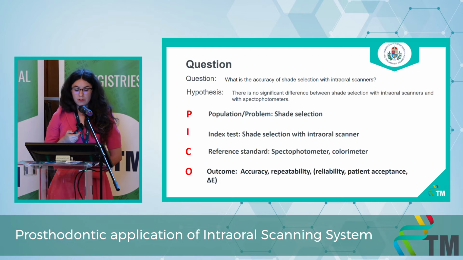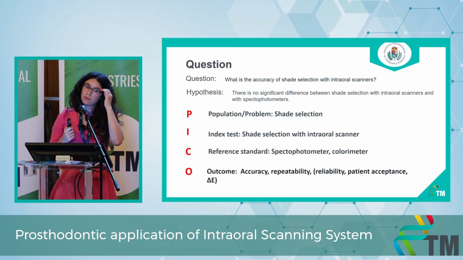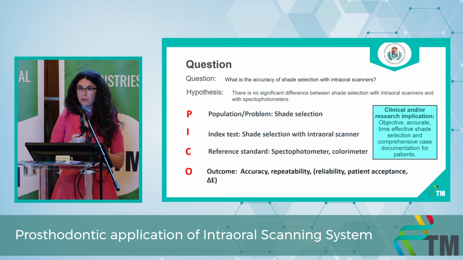So our question is that what is the accuracy of shade selection with intraoral scanners? And we think that there is no significant difference between shade selection with intraoral scanners and with spectrophotometers. Our population will be the shade selection itself with the intraoral scanner and as a comparator the spectrophotometer or colorimeter. And as for outcome, we will see the accuracy and the repeatability.